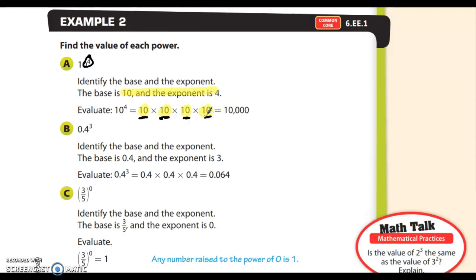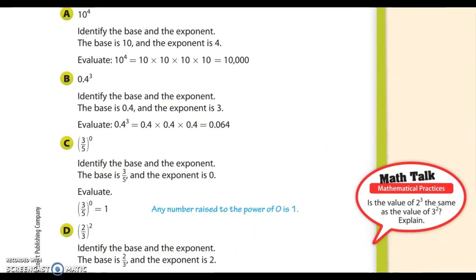So what's the answer to that? There are different ways to solve these. I like to do it like this. 10 times 10 is 100, and this 10 times 10 is 100. Now I'm just going to do 100 times 100. That's just simply counting up zeros. 1 times 1 is 1 with 1, 2, 3, 4 zeros. The answer to this one is 10,000. B is just a little bit more complicated.